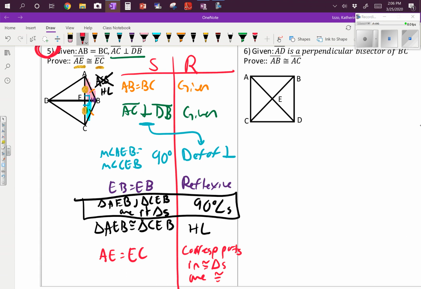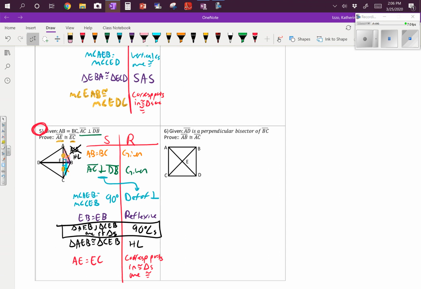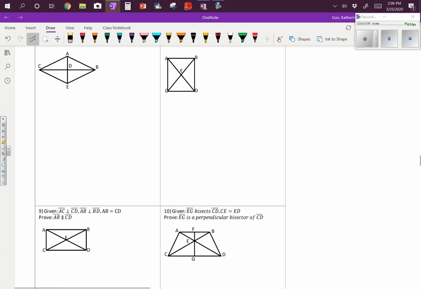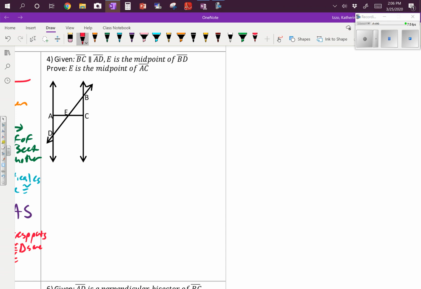I want you to try to do that by yourselves, see if you could handle it, because we're about to build on that, and we're going to build on that substantially. Before we start building on this corresponding parts and congruent triangles are congruent, I want to do a few more examples, because the notes for the next one, corresponding properties and congruent triangles part 2, that gets scary. So before we go to scary, I'm going to do some more of these. We're going to do question number 4.